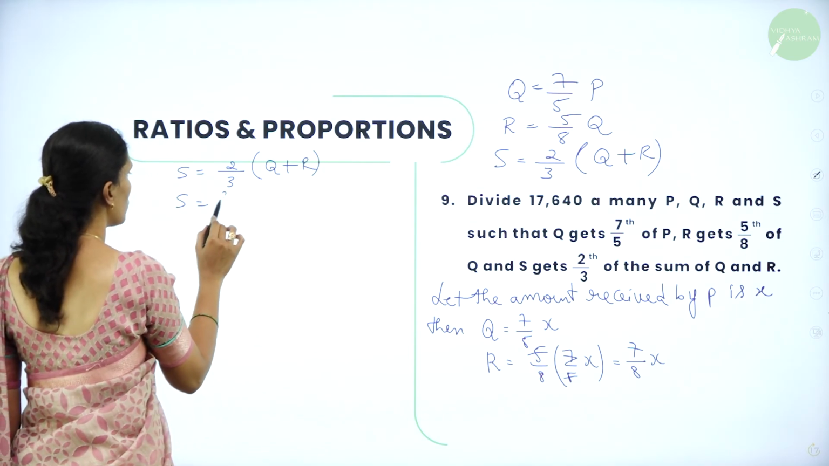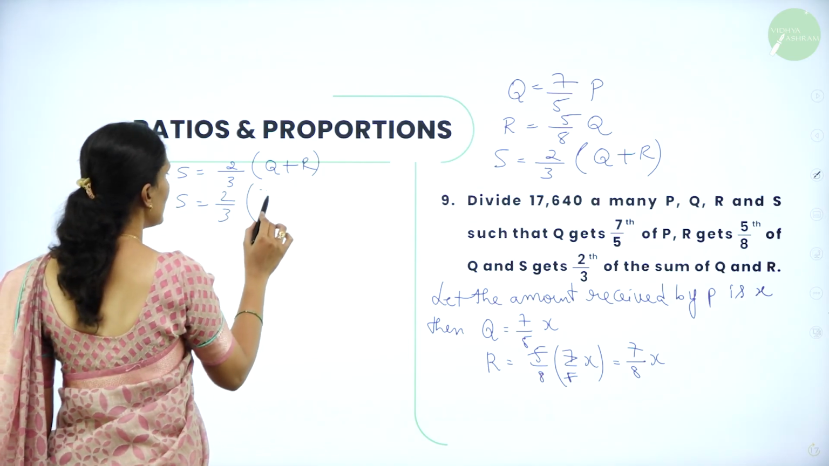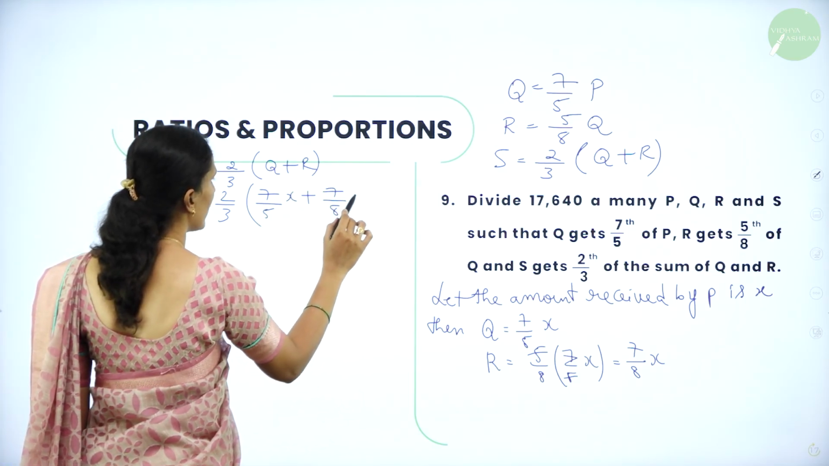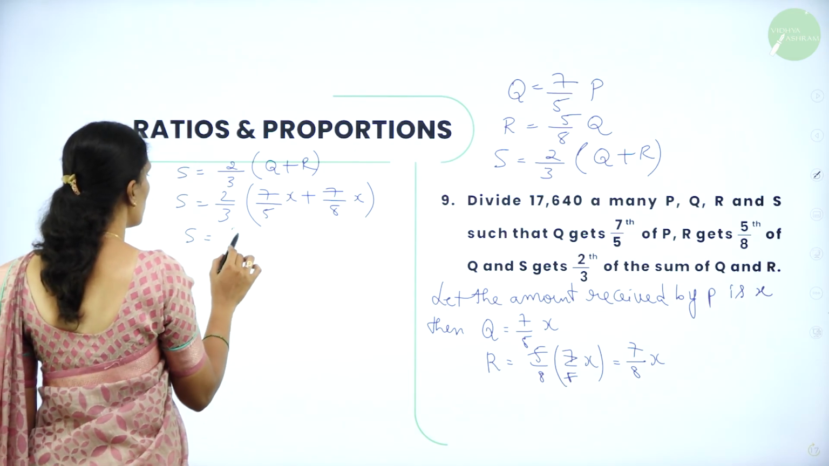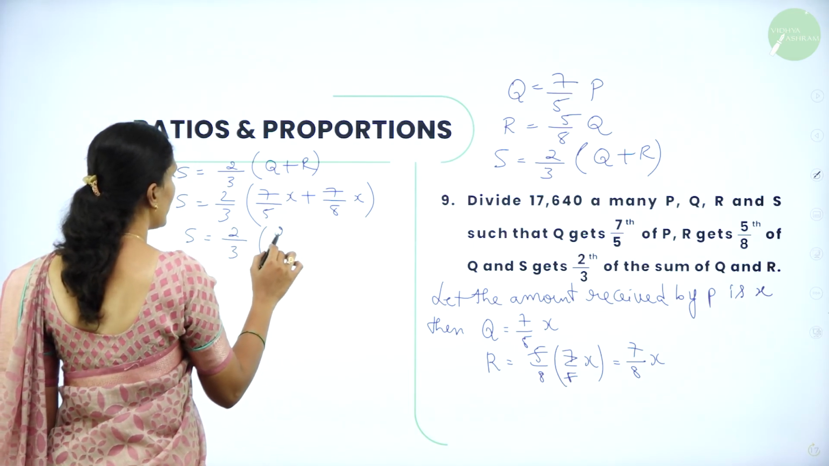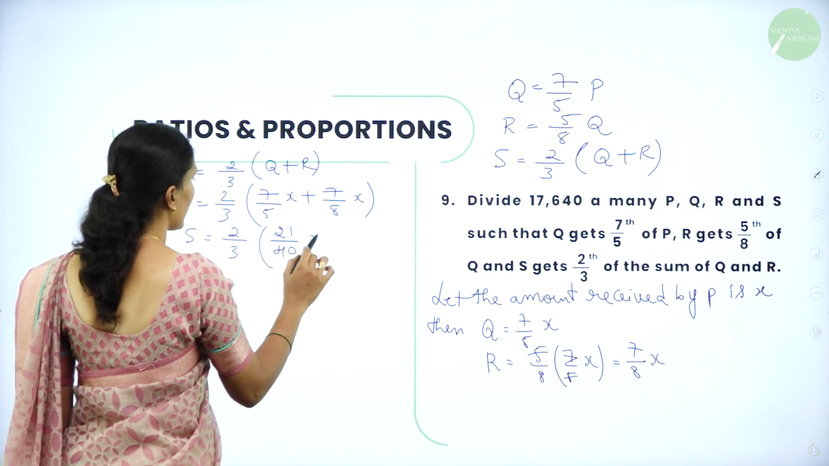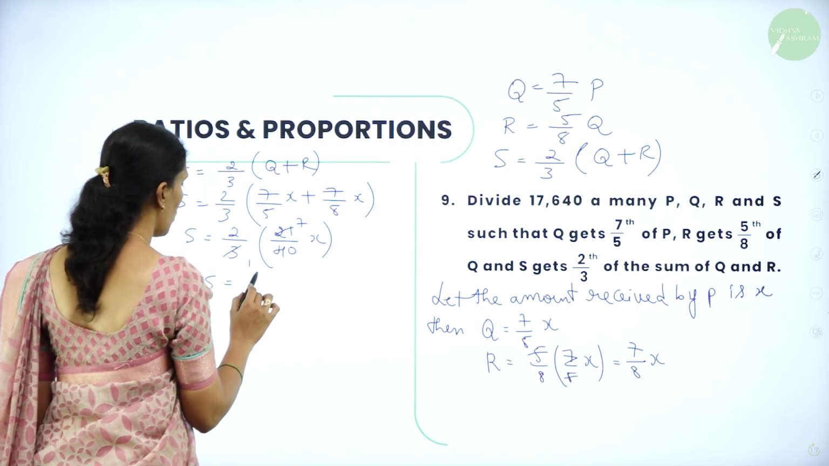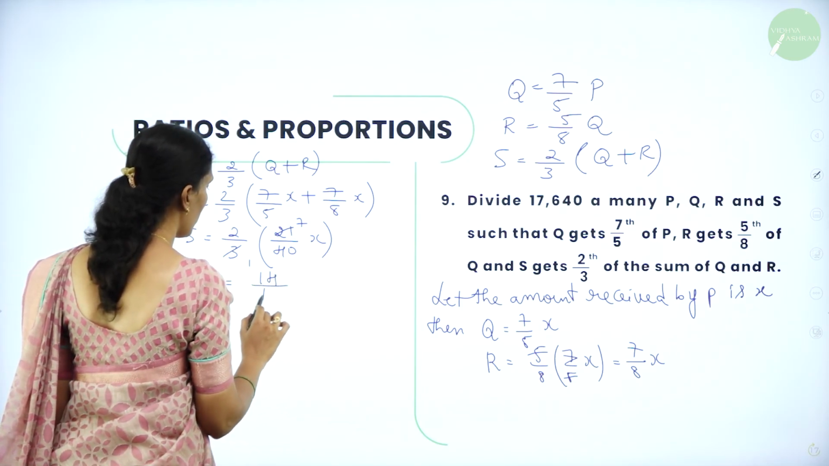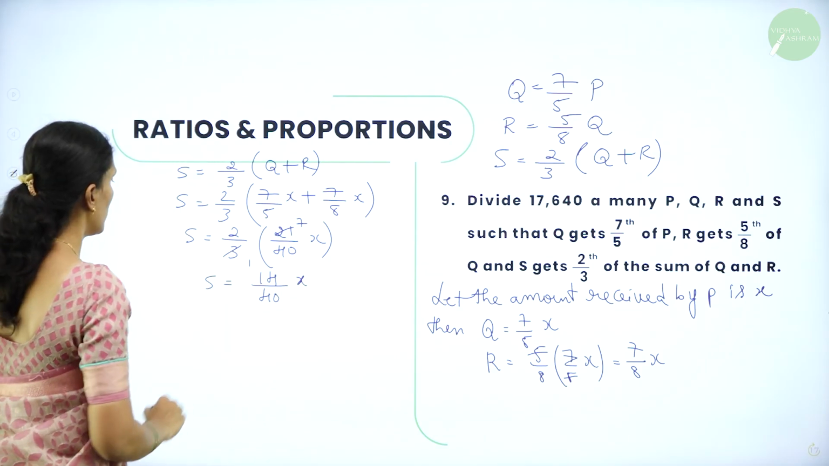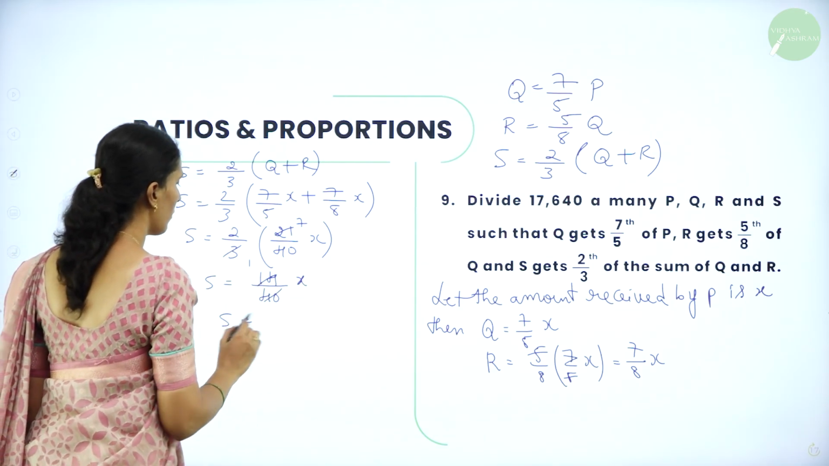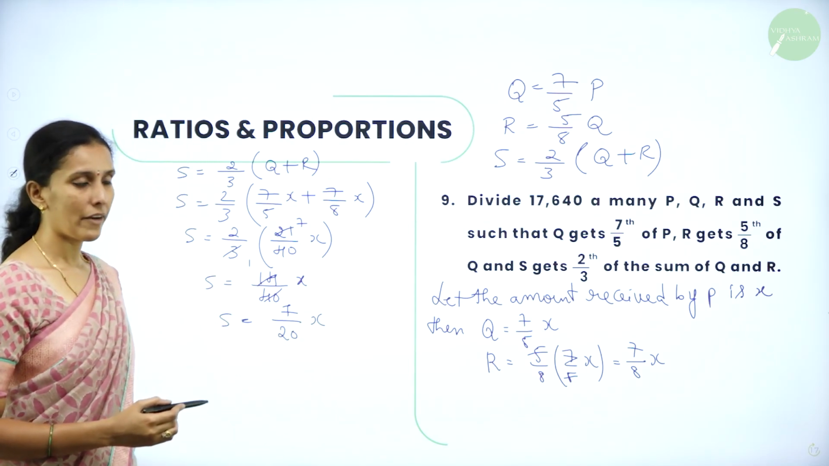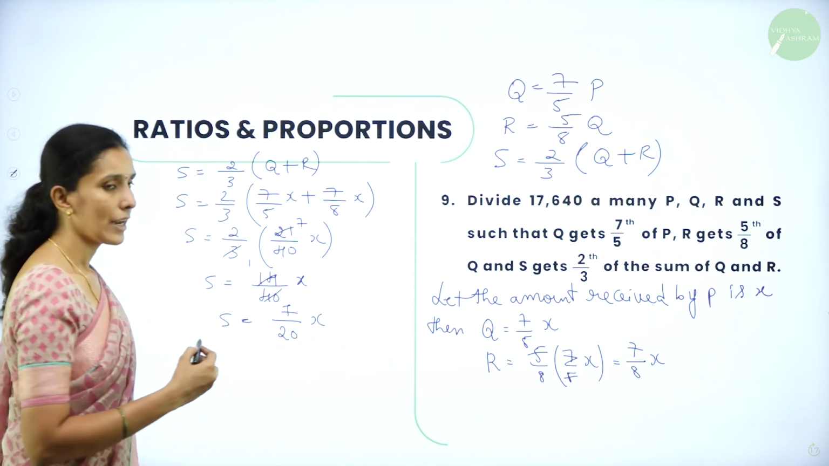What about S? S is 2/3 of Q plus R. So therefore it is 2/3 of 7/5 X plus 7/8 X. Which is 2/3 of 43/40 X. So you will get this as 14 divided by 40 X. So this is equal to, when you cancel it, 7/20 X. So now I can write the ratios of P, Q, R and S.